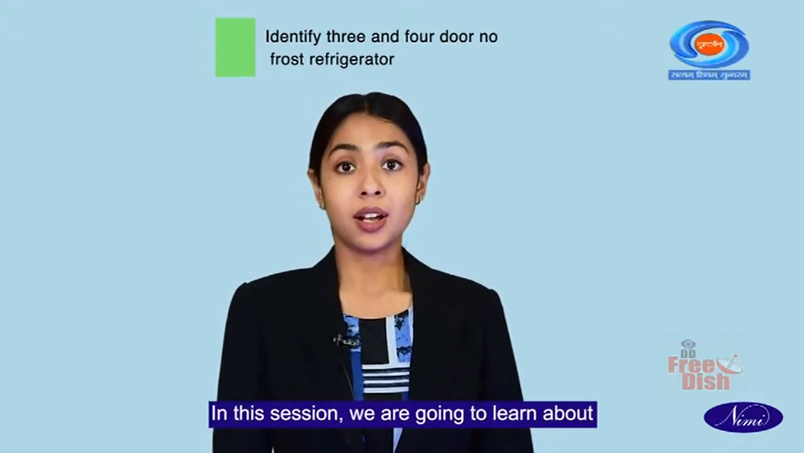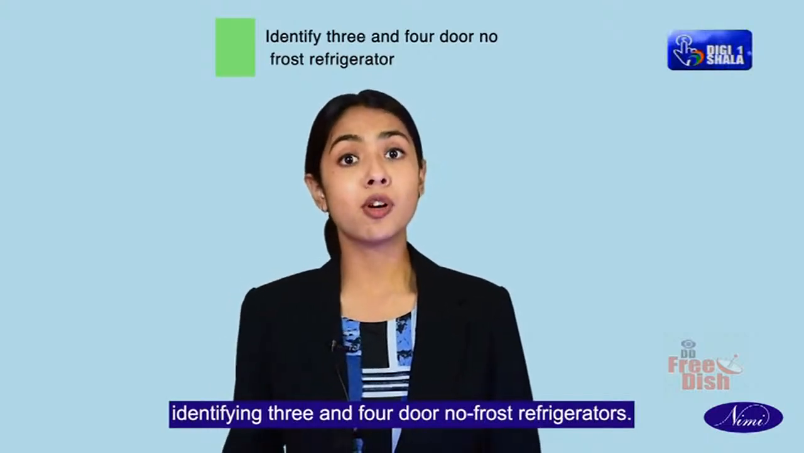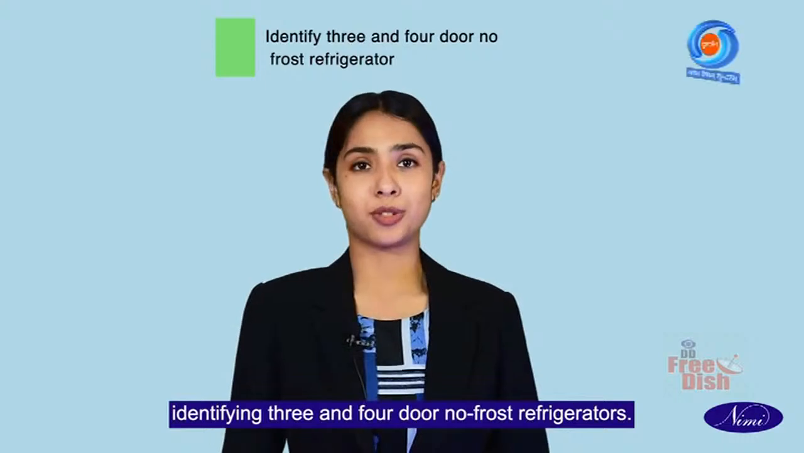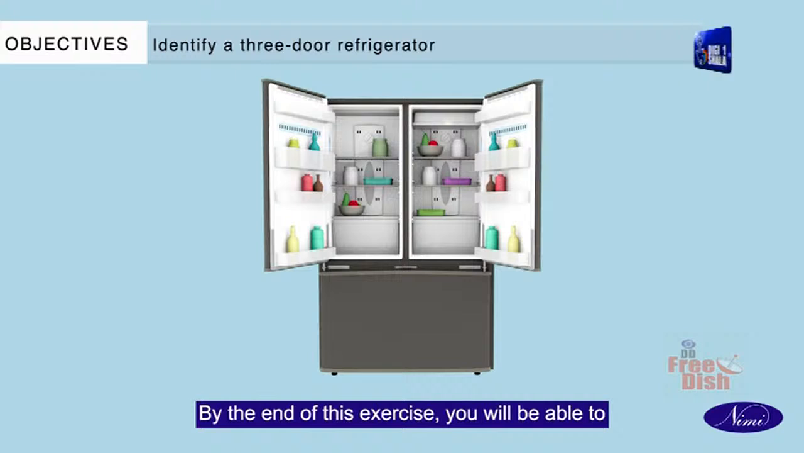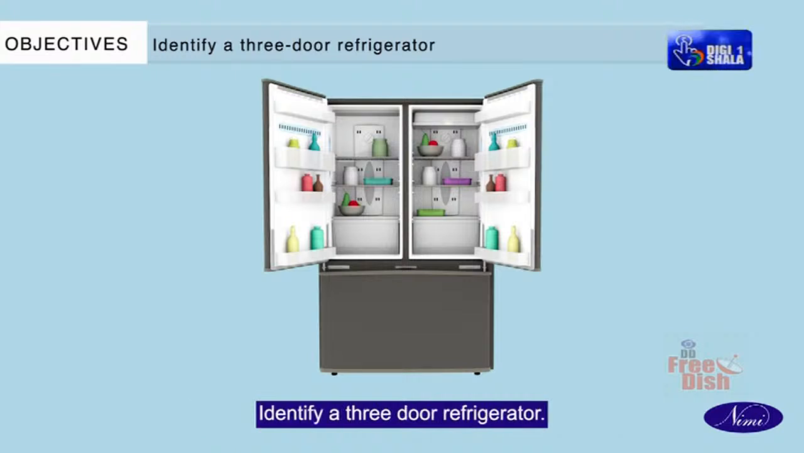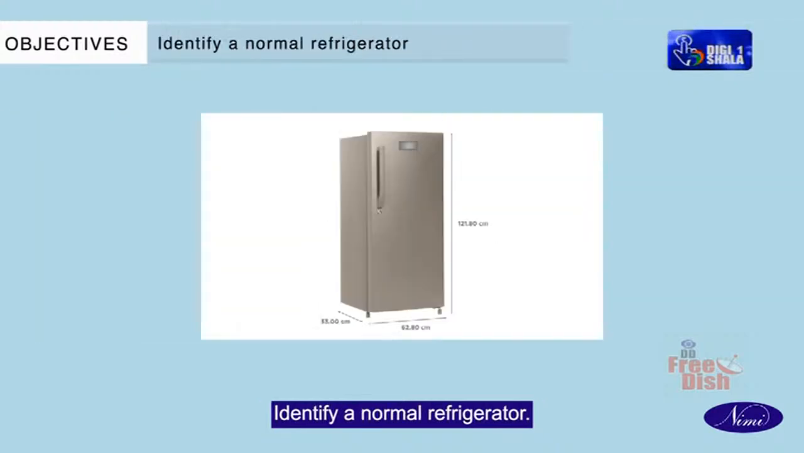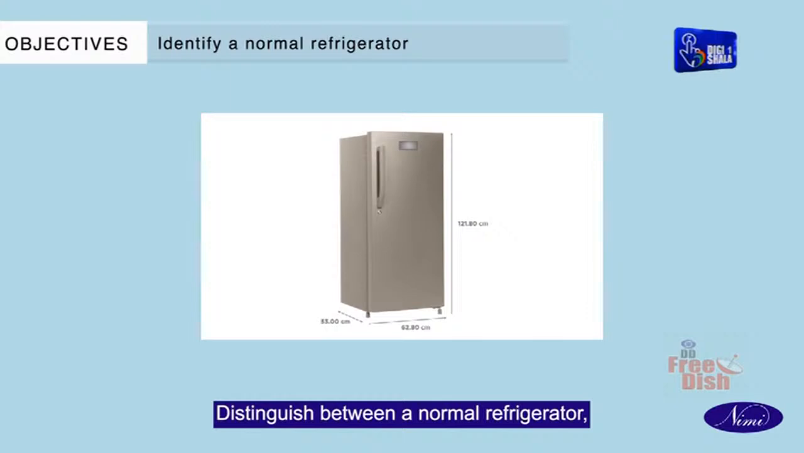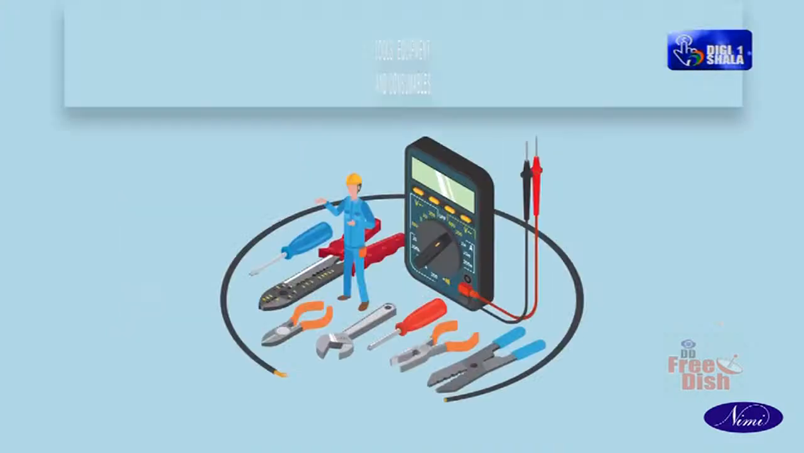In this session, we are going to learn about identifying 3 and 4 door no frost refrigerators. Objectives. By the end of this exercise, you will be able to identify a 3-door refrigerator, identify a 4-door refrigerator, identify a normal refrigerator, and distinguish between a normal refrigerator and 3 and 4-door refrigerators.